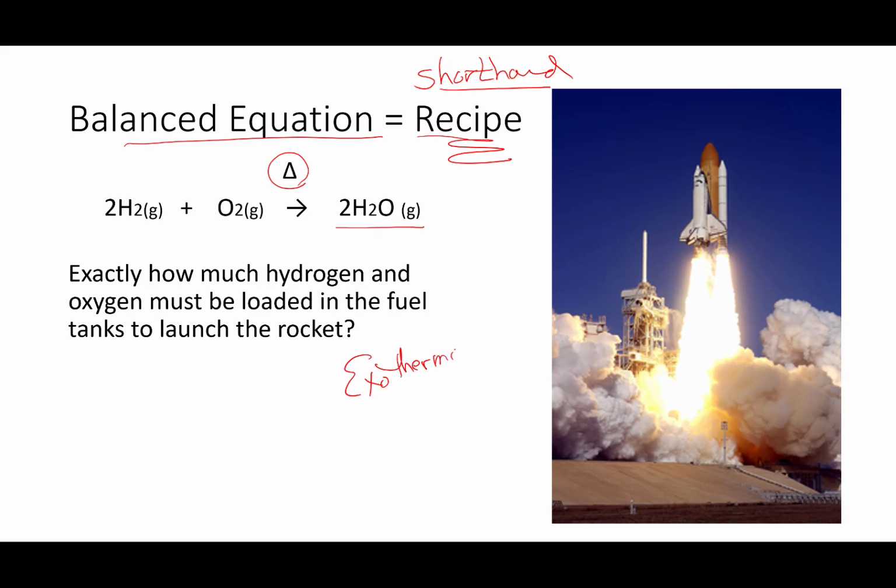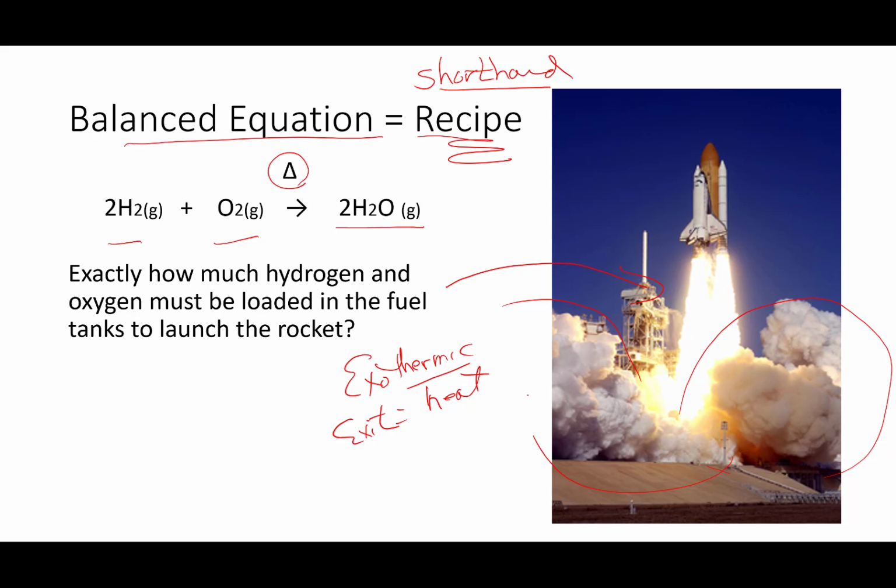Exothermic means, thermic means heat, exo means exit. So this is a reaction where a heck of a lot of heat exits, energy is produced, and when you see a rocket take off, often, if they're using hydrogen and oxygen as the fuel, these beautiful white plumes that are produced are nothing but water vapor. This reaction is so violent, the energy produced is enough to launch huge, massive machines that weigh tons and tons and tons into orbit and beyond.